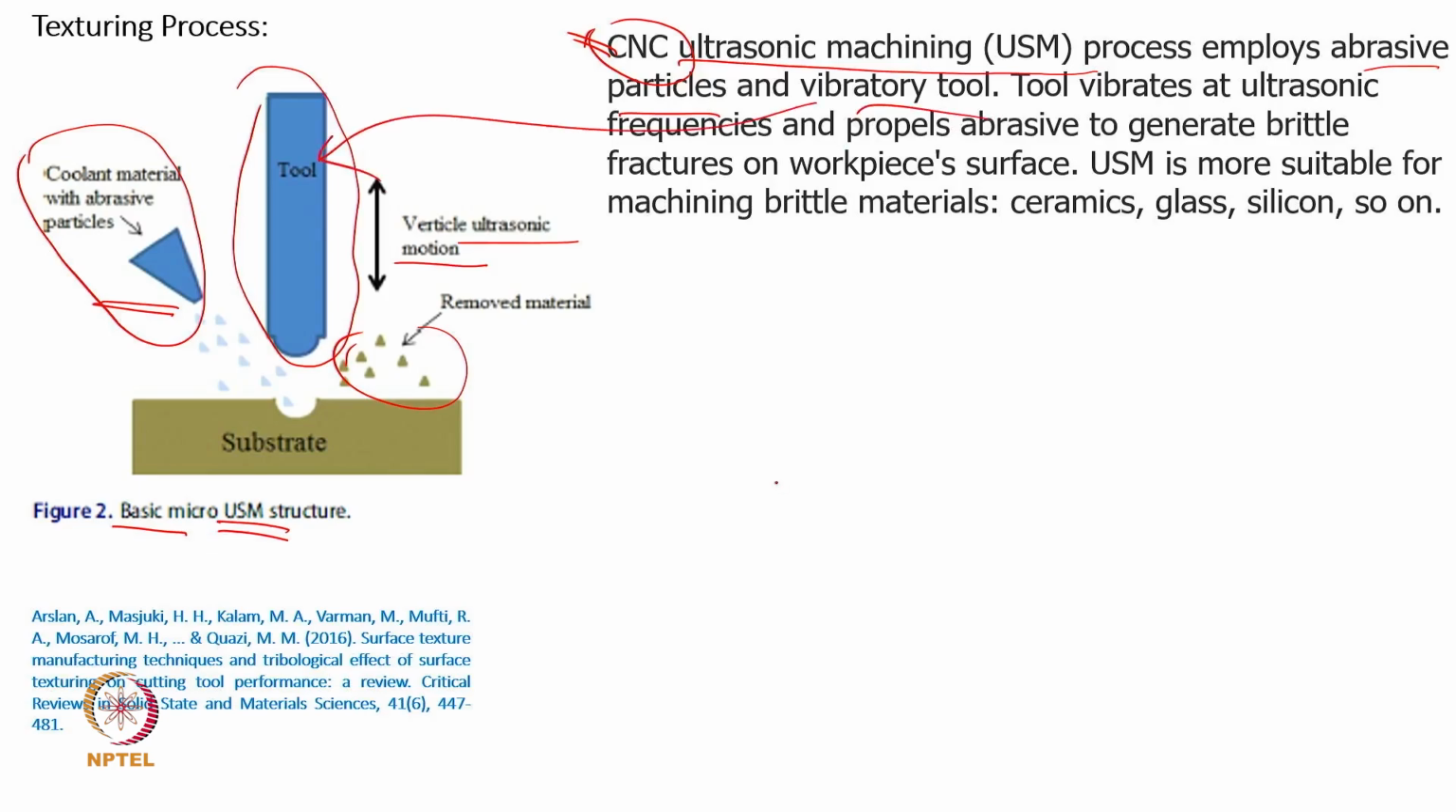This is a vibratory tool, and the abrasive particles have been shown over here. The tool vibrates at ultrasonic frequency, and the abrasive particles directly come and impinge on the brittle material. So, this is very good for brittle materials like ceramic, glass, silicon, which are very hard, and they will break easily with the high impact and impingement of the particles.